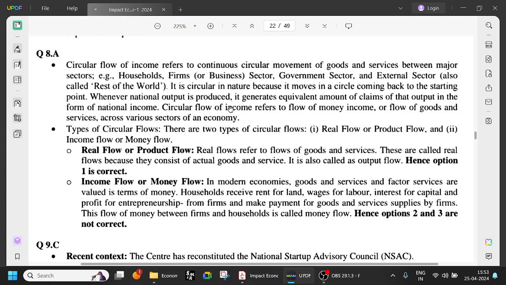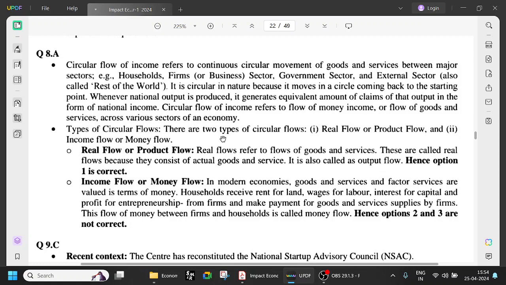Whenever national output is produced, it generates an equivalent amount of claims on that output in the form of national income. For example, if you are producing 10 cars, each worth 1 lakh, that means 10 lakh worth of output, and you are also getting an income of 10 lakhs, right? If there is output, a similar income is also there, because the car will go and the money will come. Circular flow of income refers to the flow of money, income, or goods and services across various sectors of an economy. This flow of money or goods is called the circular flow.